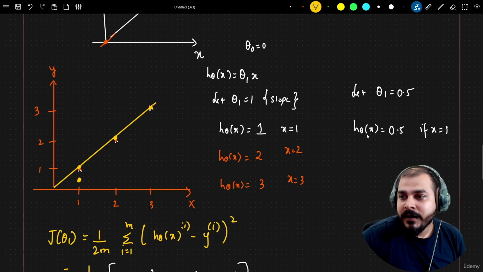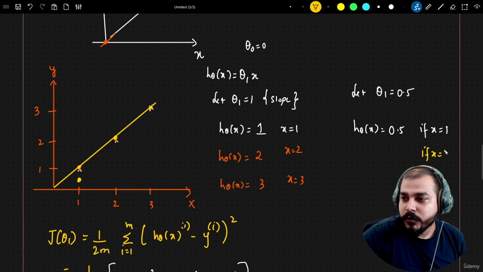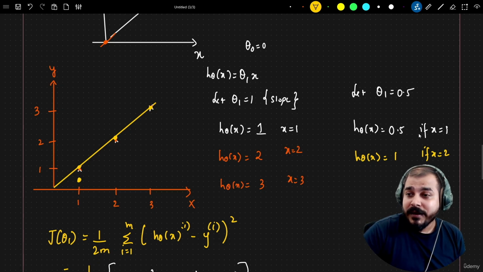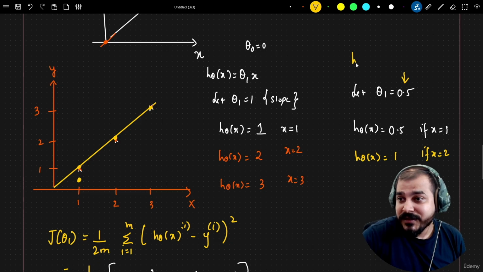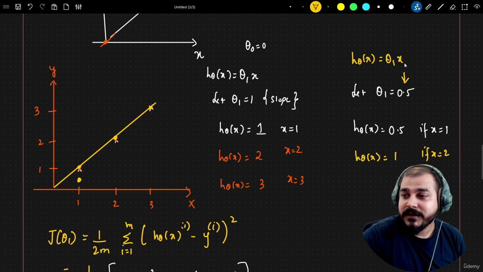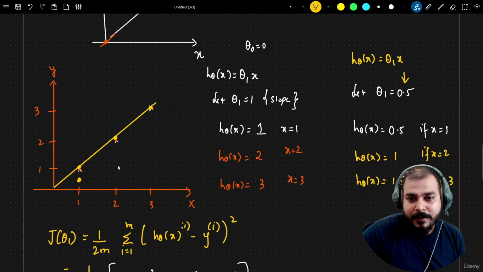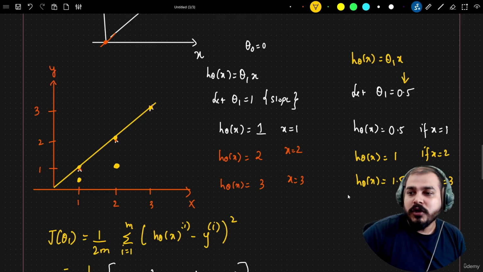Now similarly, when theta 1 is 0.5 and x is equal to 2, h theta of x will be 1, because here we are just multiplying theta 1 by x. In this equation, h theta of x is theta 1 x, right? 0.5 multiplied by 2 is nothing but 1. Then when x is equal to 3, h theta of x is going to be 1.5. So when x is 2, I'm getting 1, and I'm going to note this particular point. And when x is equal to 3, h theta of x is 1.5, which is mentioned at this particular point.